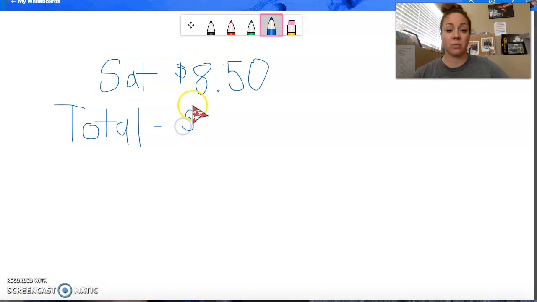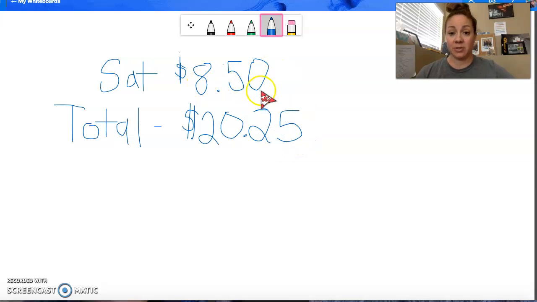$20.25. Okay, so Saturday you earned $8.50. By the end of the day Sunday, your weekend total was this fantastic $20.25. So how much money did you wind up earning on Sunday? That's what we have to figure out. So the unknown value is going to be represented in our equation with the letter m.